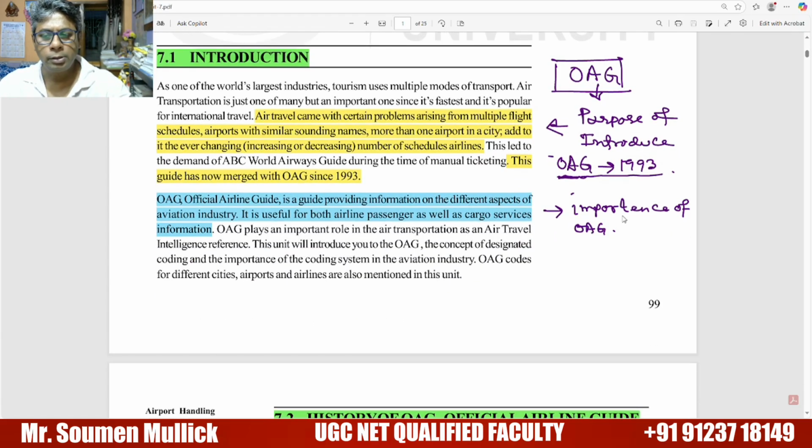Importance of OAG. What is the importance of the Official Airline Guide? The guide provides information on different aspects of the aviation industry, and it is useful for both airline passenger as well as cargo service information. OAG plays an important role in air transport as an air travel intelligence reference. Its coding, the importance of the coding system in the aviation industry, the concept, designated coding. OAG codes for different cities, airports and airlines are also mentioned, and are also an important area of study.